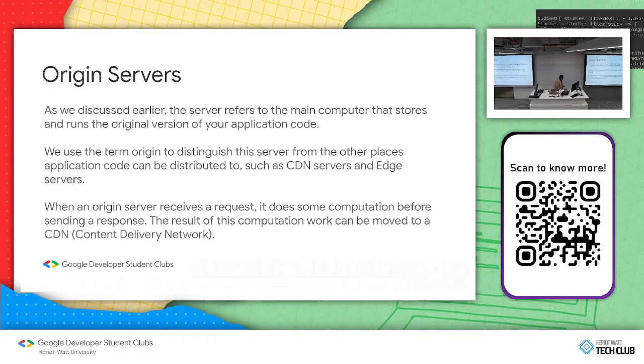Now, the computation work can become very expensive really quickly. If your website has a lot of content, the server might have to work really hard to generate the static HTML page to send over to the client. So to reduce some of this computational expense, something called the Content Delivery Network, or CDN, was introduced.